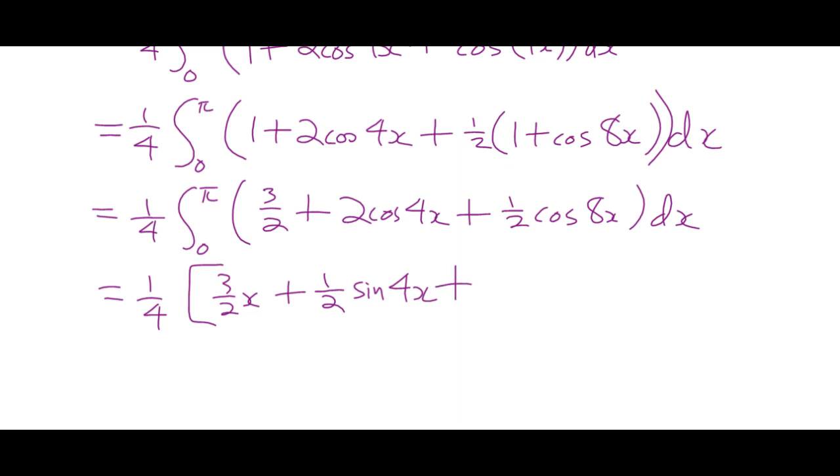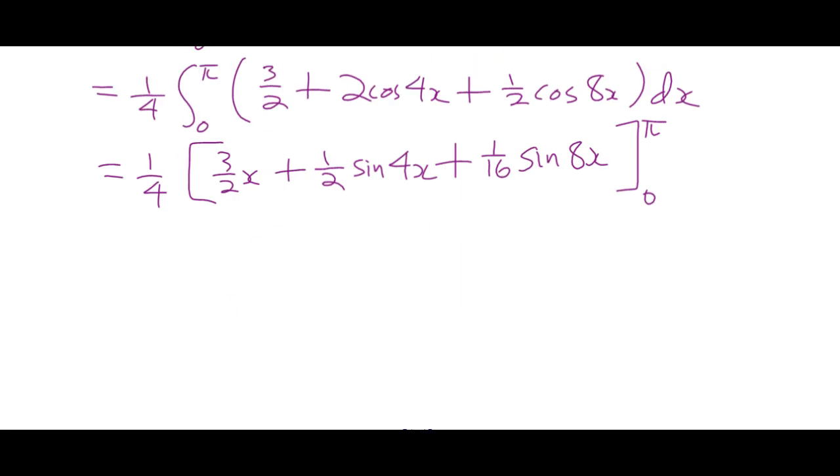Cos 8x, you're going to need a sine 8x. But you're going to get an 8 coming out, and we want it to become a half, so yeah. So 1/16, right? And then the 8 times 1/16 gives you the 1/2. And we don't need a plus c, right? Because it's a definite integral, so we are evaluating that from 0 to pi.